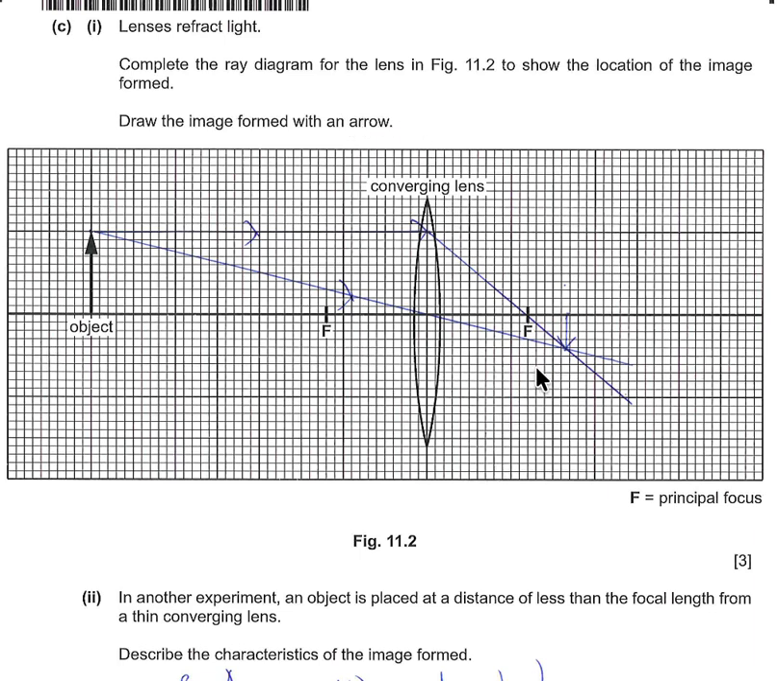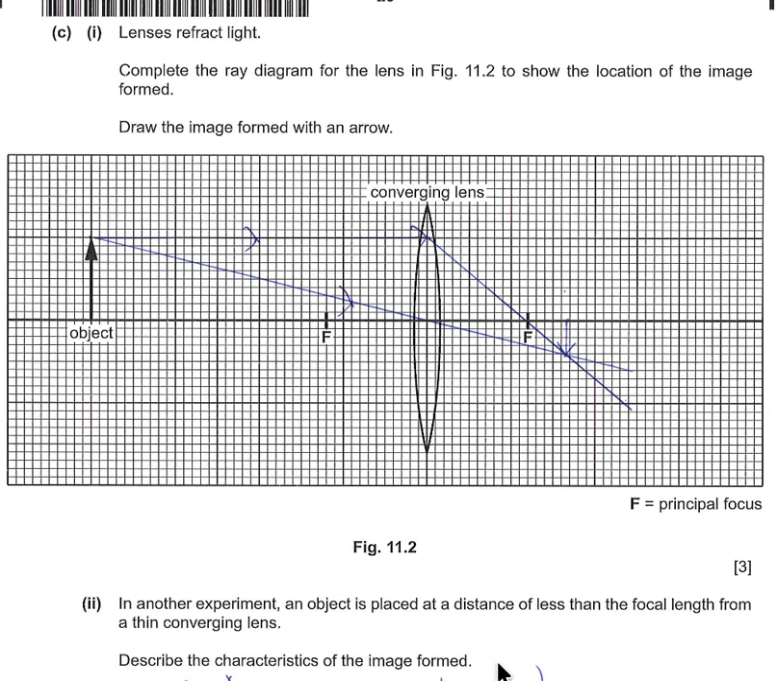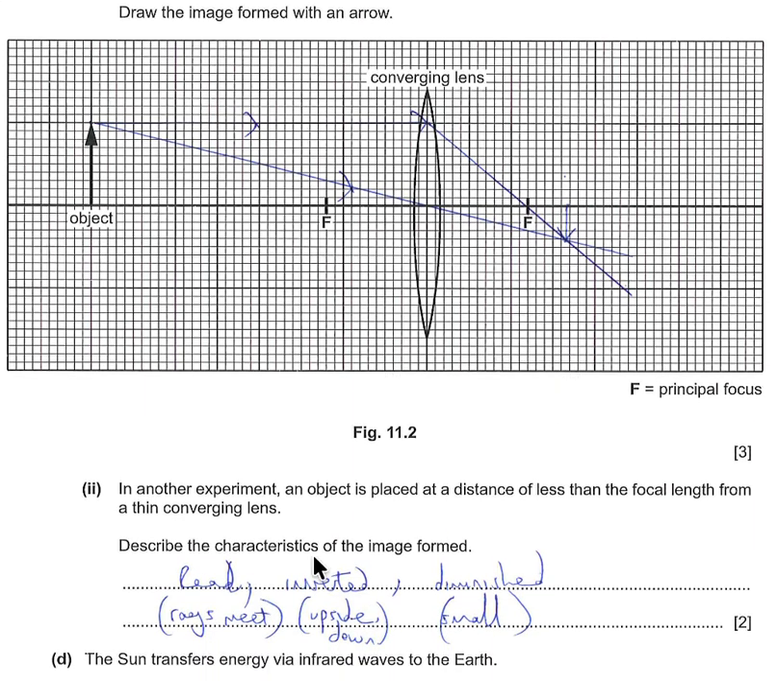Where those two lines meet is the image, so make sure you draw the image formed with an arrow. Now, why is that important? It's because you're then going to describe the characteristics of the image formed. A lot of students don't know what we mean by characteristics. Characteristics means what type of image it is. In this case, you'll notice that the arrow is upside down, it's very small, and it forms where the rays meet. In other words, it is real, forms where the rays meet. It is inverted, which means it's upside down, and it is diminished, which is small.